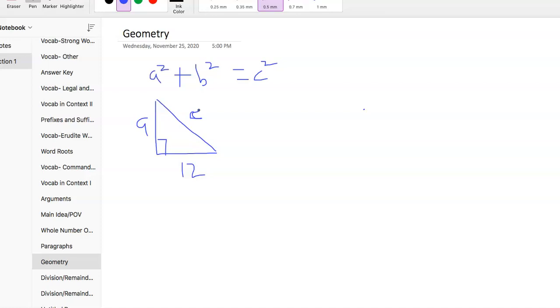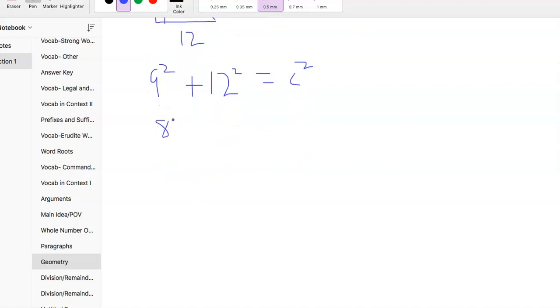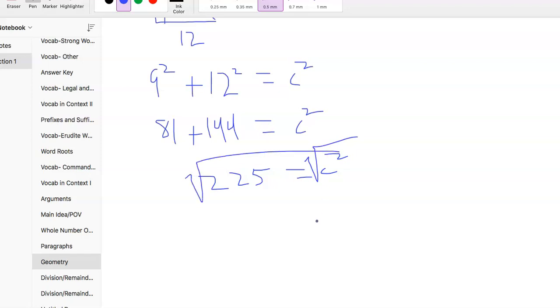And if you're told a equals 9 and b equals 12, and they ask you to solve for c, you should be able to do that. Okay, so to plug these in, a is 9, b is 12, equals c squared, right? 9 squared is 81, 12 squared is 144, equals c squared. If we add those two up, we get 225 equals c squared. Then I have to square root this so I can just get c. If we do that, we get 15 for the hypotenuse.